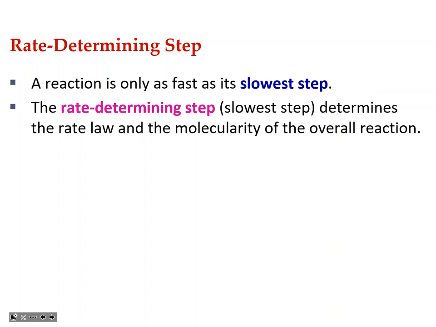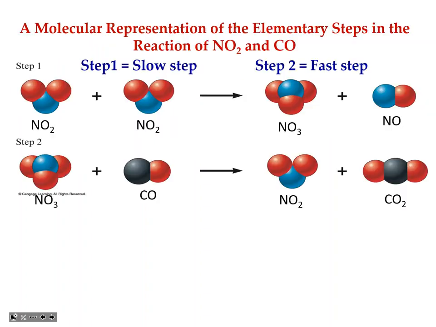Now they could give you the mechanism and the rate law, and then you have to figure out which one is the slow step. That's a different variation, but here we don't know the rate law, so they had to tell us which of the two steps in the mechanism was the slow step. So let's take a look at this. The slow step is the first step. The second step is the fast step. So we're going to pay attention to the first step.